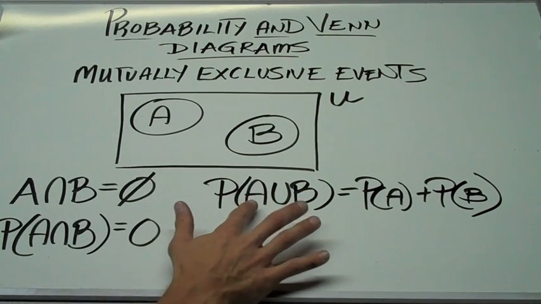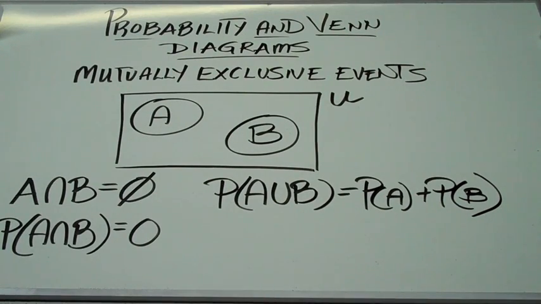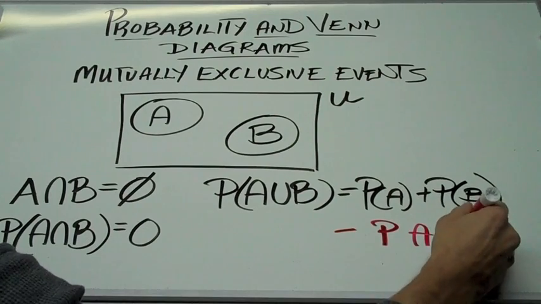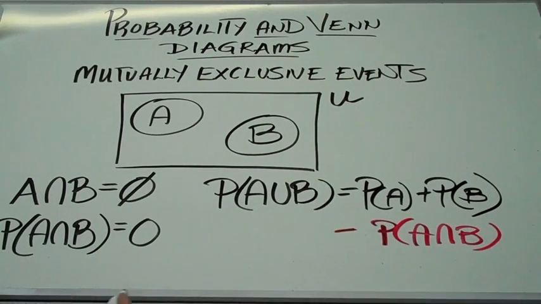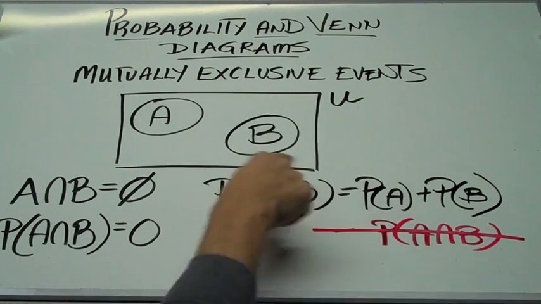Well, we know the probability of A union B is the probability of A plus the probability of B minus, usually we say, minus the probability of A and B. But with mutually exclusive events, the probability of A intersection with B is 0. So it's just simplified to this.